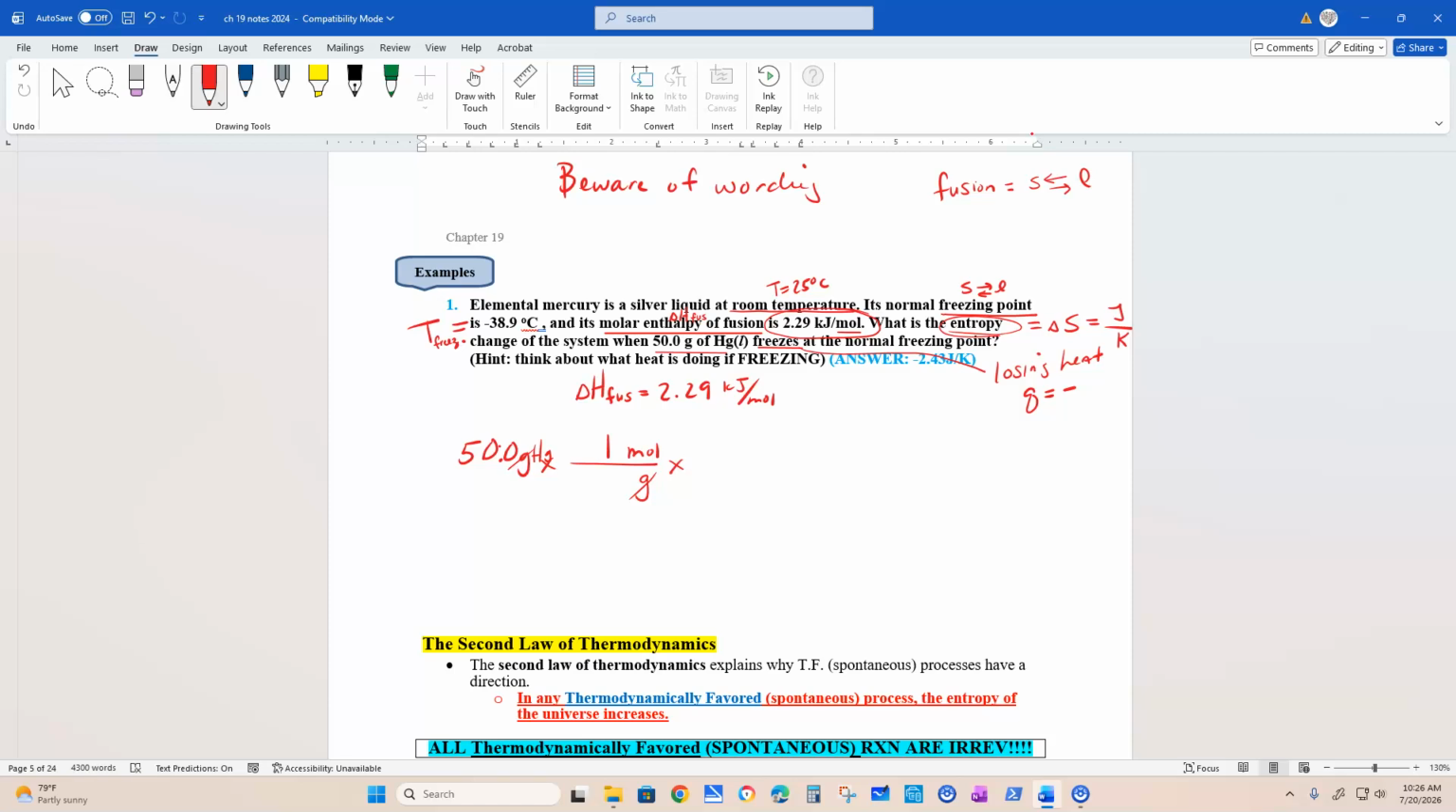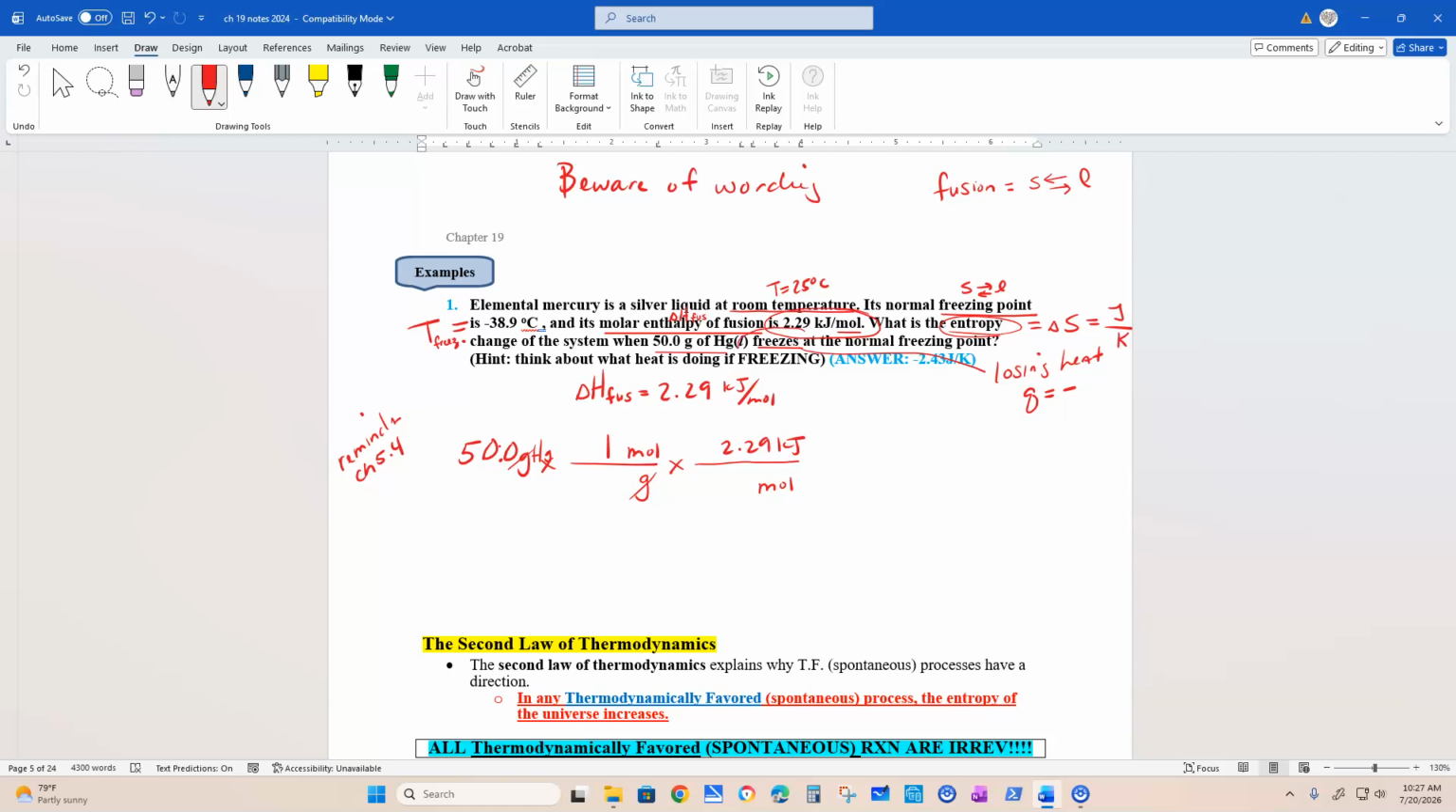But I need joules for my delta S, and I have kilojoules per mole. I've got to get rid of the moles, so I'm going to do one more conversion. I'm going to put mole on the bottom, and 2.29 kilojoules on top. We did these conversions in chapter 5. So, reminder, I want to say it was 5.4, where we were doing stoichiometry with heat.